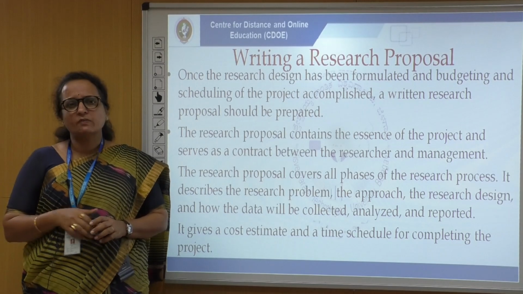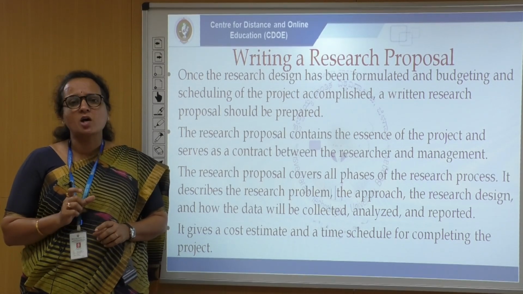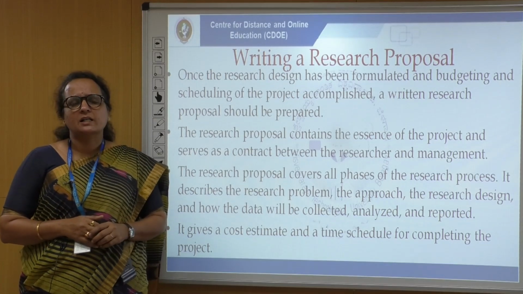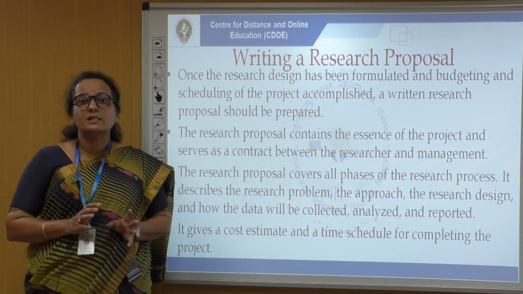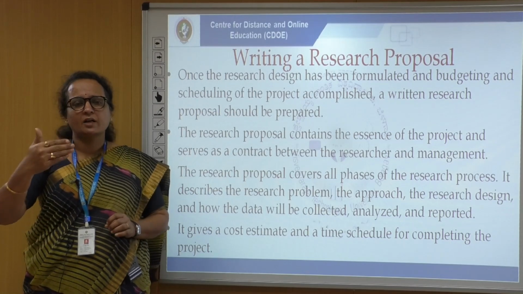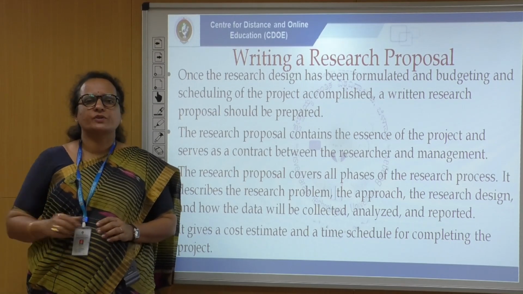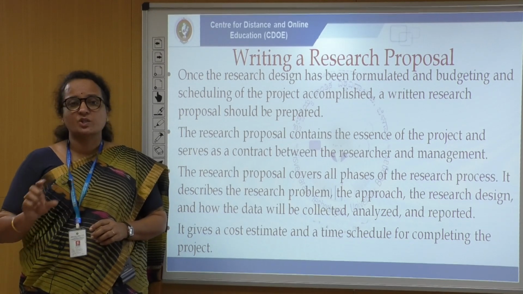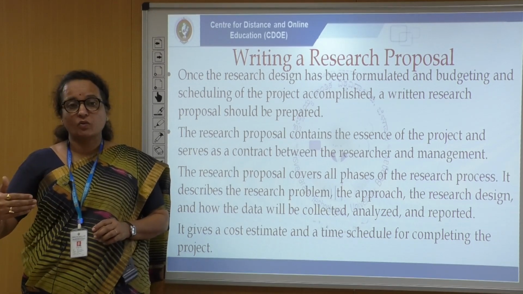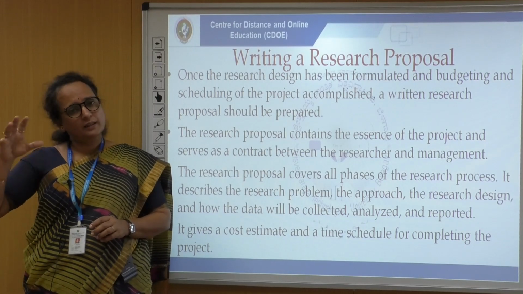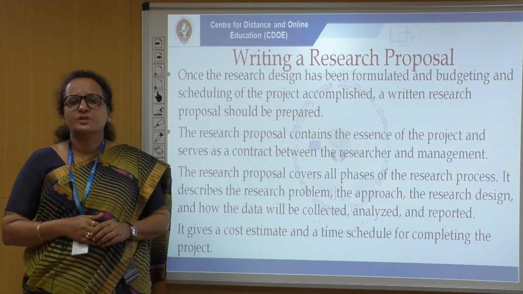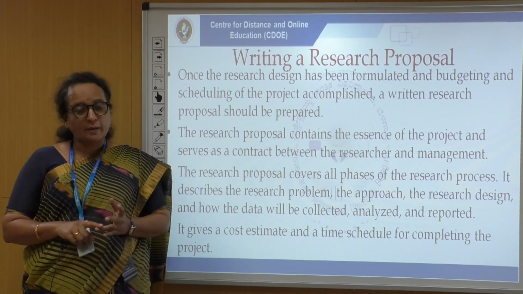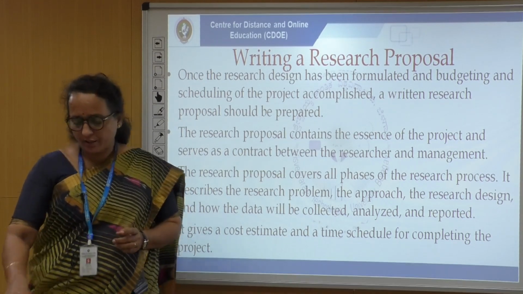The proposal will also consist of the cost estimate or budget estimate: how much budget is required for conducting a particular research project, and what the time schedule is, when it will start and when it will end, what is the duration of the research project. Sometimes even that will be detailed out in an activity chart. First week what will happen, second week, third week, month wise. In that way, a detailed description of the time schedule will also be given in the proposal. So it gives a cost estimate and time schedule for completing the project.